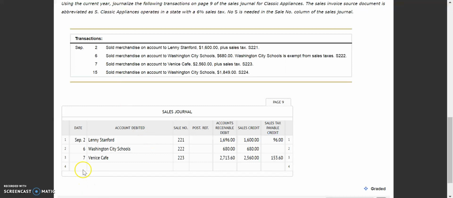And lastly, on September 15th, we sold again to Washington City Schools. Notice this time that they don't say that they're exempt from sales tax. They're assuming that you recognize that we just sold to Washington City Schools and it's tax exempt. So don't go figuring that on this one. Make sure you read carefully. So we put in Washington City Schools again, 224, and then it's the same amount, 1849, that goes in both the accounts receivable debit and the sales credit because they are not charged sales tax, they are tax exempt.